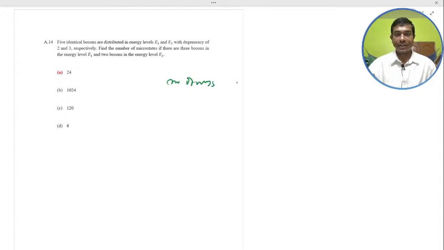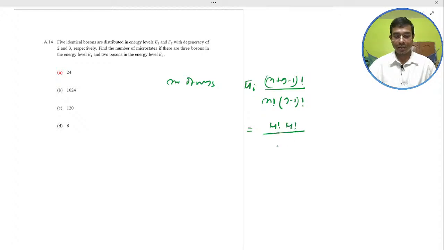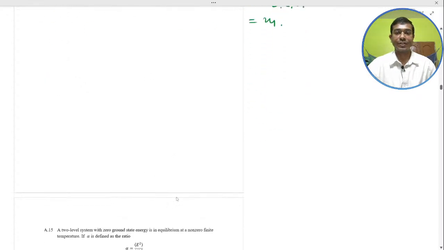The number of ways is the product over i of (n plus g minus 1) factorial divided by n factorial (g minus 1) factorial. This is the formula for the bosonic system. So 4 factorial into 4 factorial divided by 3 factorial, 2 factorial, 2 factorial. So this would become 24. Option A is correct. Next.